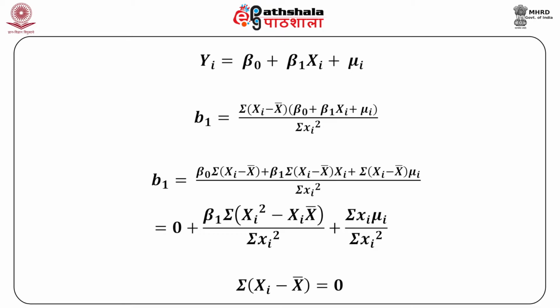B1 is equal to beta naught summation (xi minus x bar) plus beta 1 summation (xi minus x bar) into xi plus summation (xi minus x bar) into mu i divided by summation xi square, which is equal to 0 plus beta 1 summation (xi square minus xi into x bar) divided by summation xi square plus summation xi mu i divided by summation xi square. Summation (xi minus x bar) is equal to 0 as the sum of deviations from the mean is always 0.